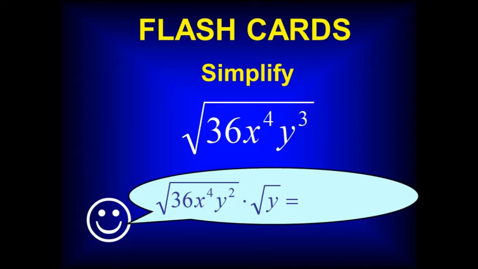Simplifying this one, the square root of 36 is 6. The square root of x raised to 4, take the half of that, that is x squared. The square root of y raised to 2, take the half of 2, that is y raised to 1. Then multiplied by the square root of y. So that's already the simplified form.